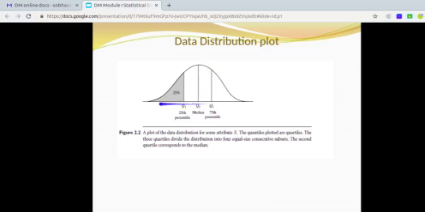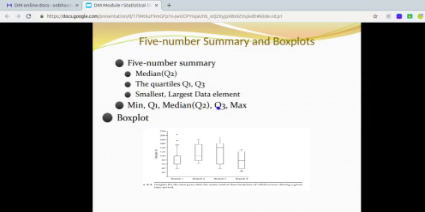So this is the 25th percentile. This is the 75th percentile. So how the data is being distributed in the case of symmetric data is equally distributed, and you can see the divisions also over here. This is something called a data distribution plot.